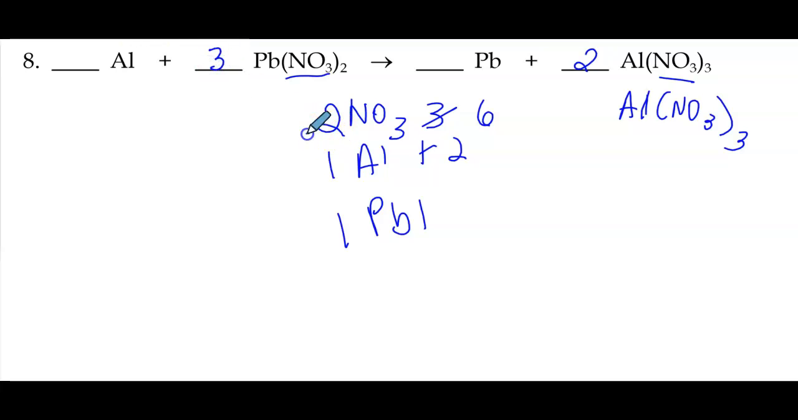So I'm going to put a 3 here, which makes this go to 6, and my leads go to 3. Remember, when I put this here, it's like writing this 3 times, and you would count 2, 4, 6. That's how I get 6 nitrates.